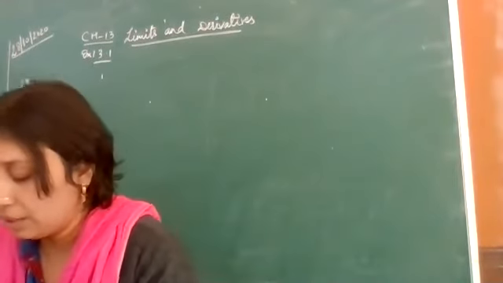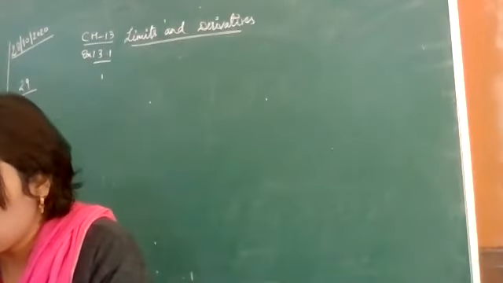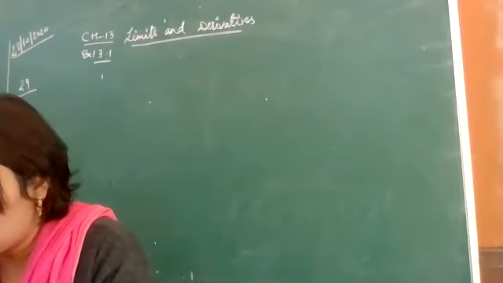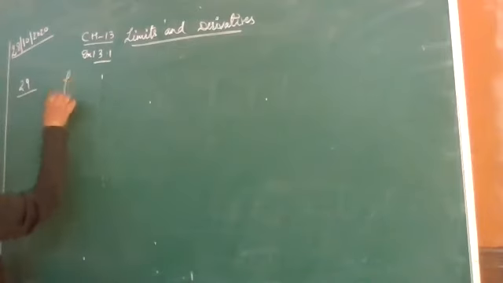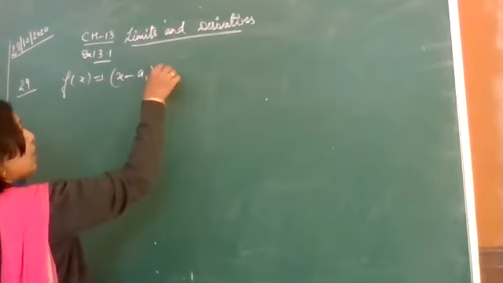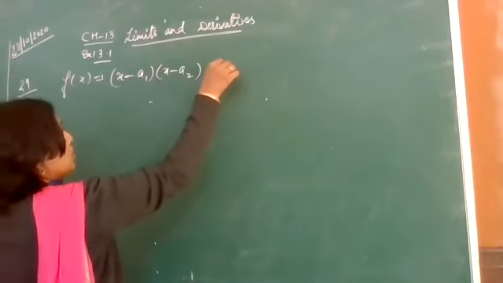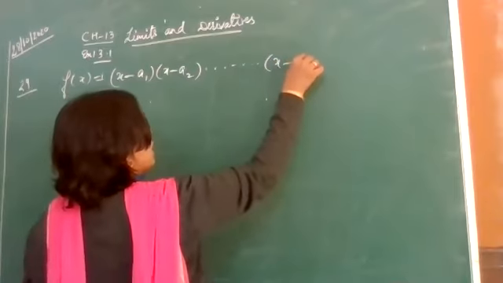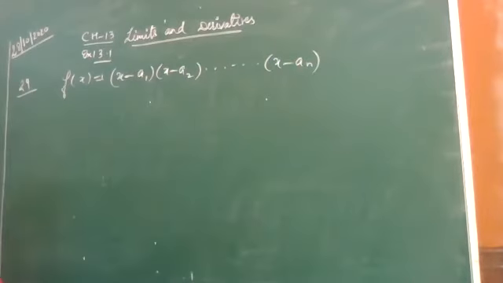Now the question is, we are given a1, a2, up to an, some fixed real numbers, and a function is defined on them as f(x) equals (x minus a1)(x minus a2) and so on up to (x minus an). Firstly, we have to find out the limit as x tends to a1 of f(x).